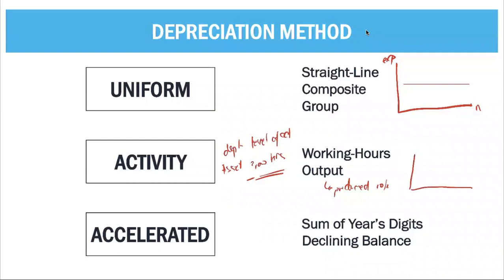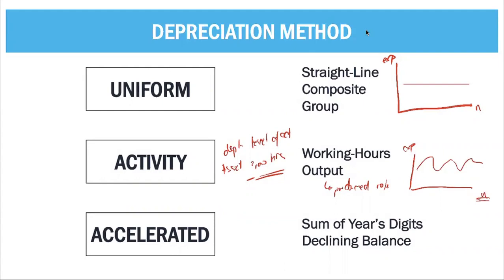Okay, so the type of depreciation here is like this. Why? Because your working hours or your activity or your output differs from time to time. So your depreciation depends on your activity, and your depreciation expense differs depending on your activity over the period.